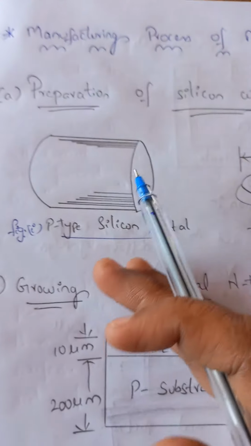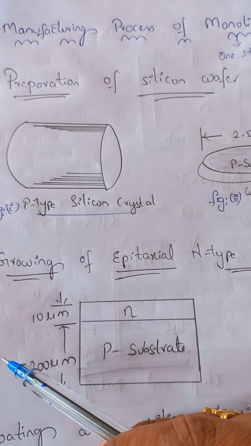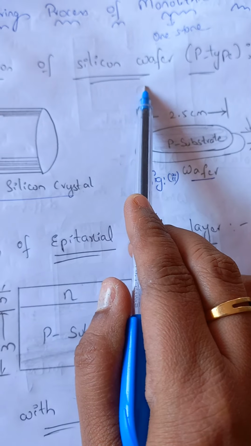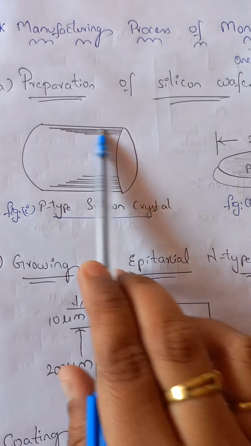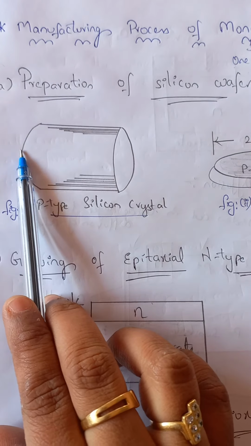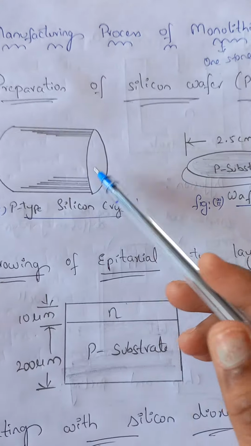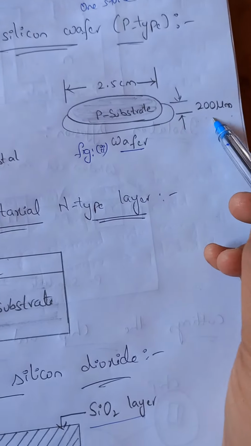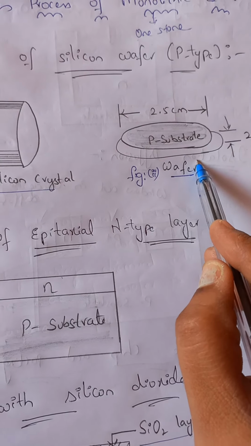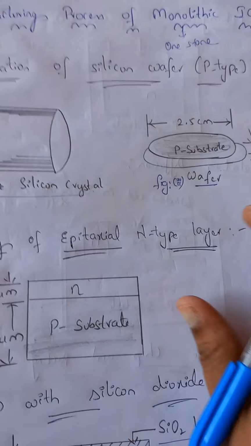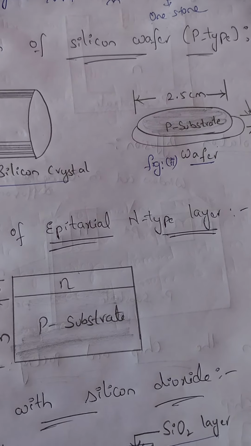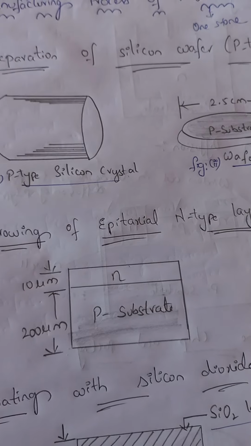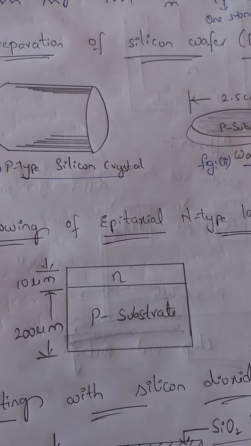Now let's come to the steps involved in the manufacturing of an integrated circuit. The first step is preparation of the silicon wafer. Here a p-type silicon crystal is considered, which is cut into thin wafers using a diamond. The wafer is cut to a thickness of around 200 micrometers and kept separate. Based on that one wafer, I'm going to manufacture the integrated circuit. So in the first step, we have prepared a silicon wafer of p-type.